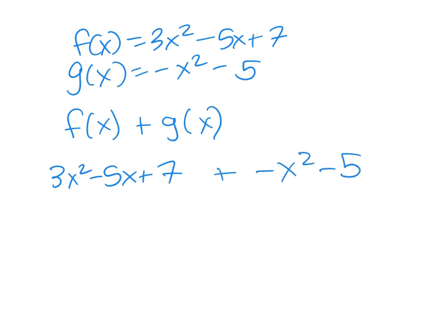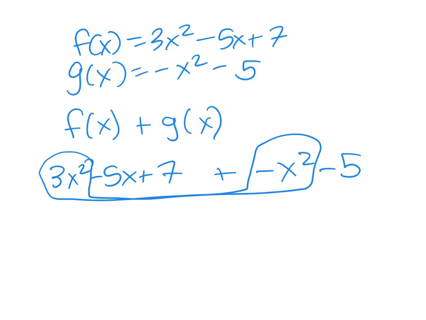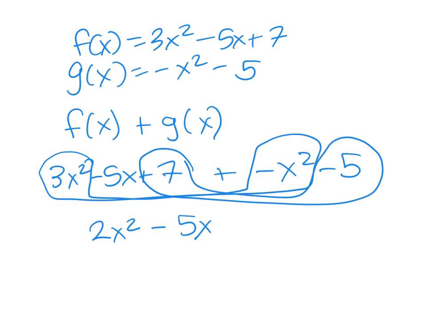And now I collect like terms, starting with the biggest exponent first. That's 3x squared minus x squared, that's 2x squared. Then there's no other x terms, so I leave that as minus 5x. And now I have 7 minus 5, so plus 2. And that is the answer to number 5.